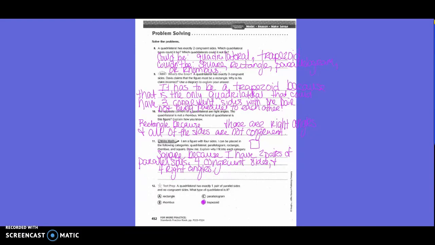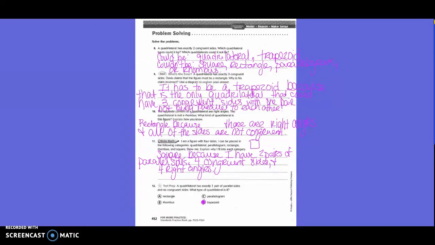Number 9, what's the error? A quadrilateral has exactly 3 congruent sides. Davis claims that the figure must be a rectangle. Why is his claim incorrect? Use a diagram to explain your answer. It has to be a trapezoid because that is the only quadrilateral that has 3 congruent sides, with one pair not being parallel to each other.